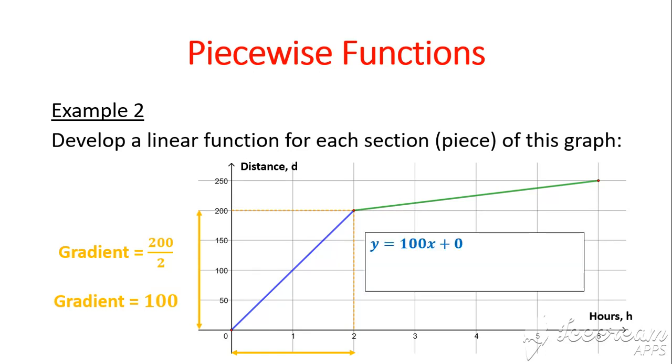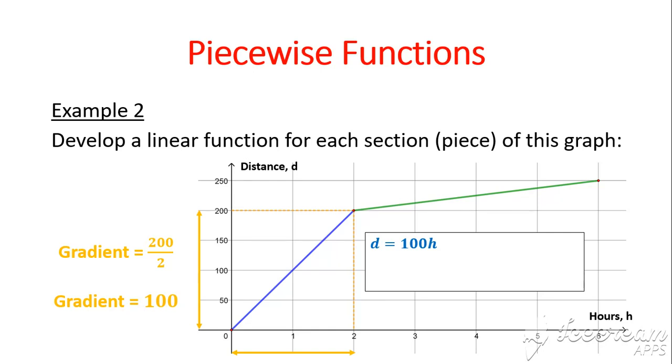We know that the y-intercept is 0 because the graph starts at the origin. So here's the equation of that blue section. y is equal to 100, which is the gradient, times x plus the y-intercept, which is 0. Now I'm going to replace the y and x with d and h because it's distance and hours. And remember, I don't need to write plus 0 for my y-intercept, so I'm just going to get rid of that plus 0.